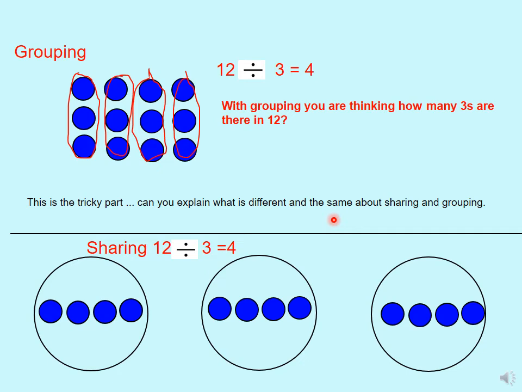So I want you to think about what is different and what is the same about grouping and sharing. I'd like you to write your explanation down, or if you're at school, tell your partner, or if you're at home, maybe tell someone at home. What is the same and what is different about these 2 pictures?